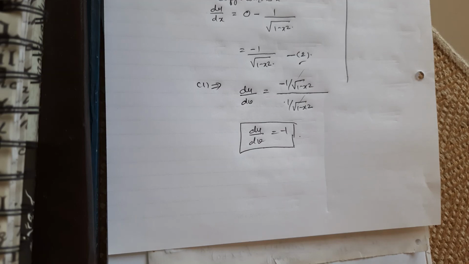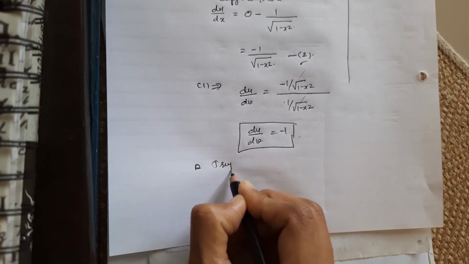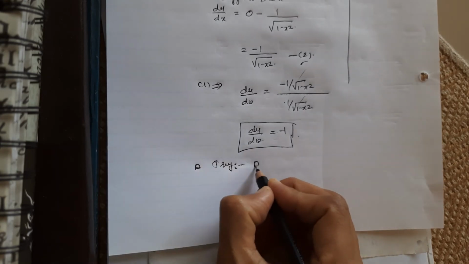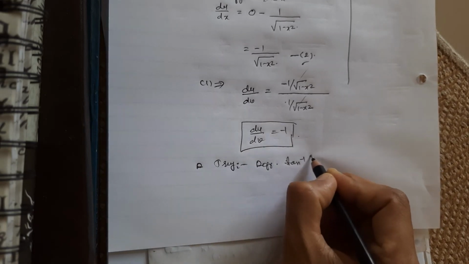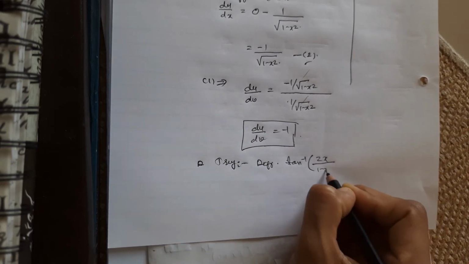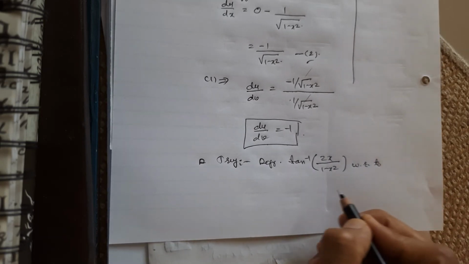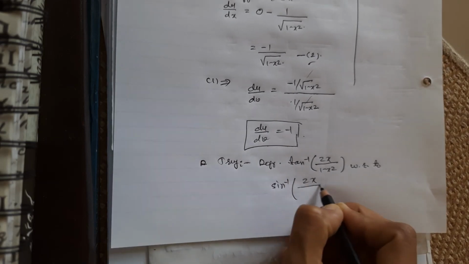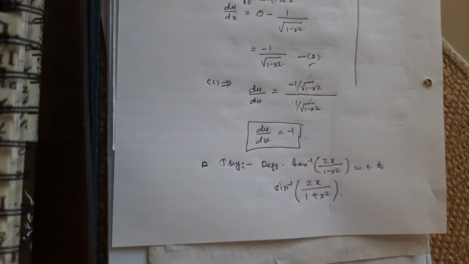I want you to try one example to make sure that you understand it well. So try this example and let me know in the comment section: differentiate tan inverse of 2x upon 1 minus x square with respect to sine inverse of 2x upon 1 plus x square. Okay, try to solve this example.